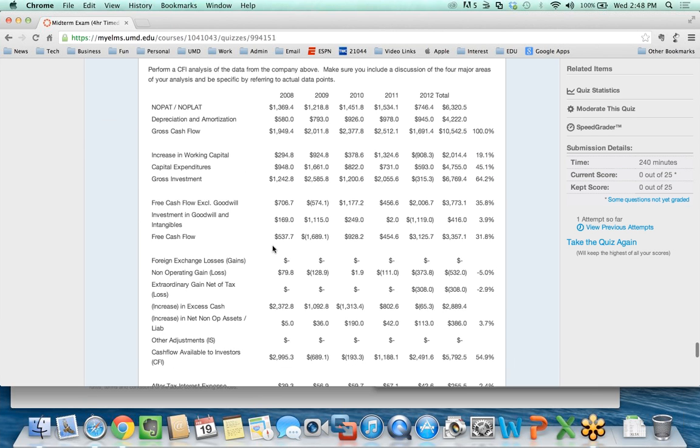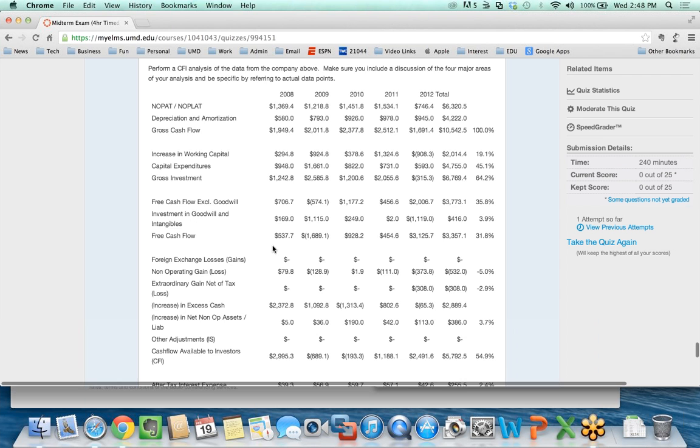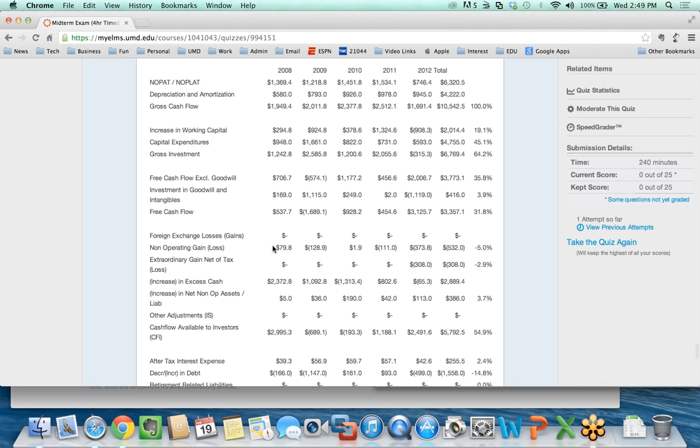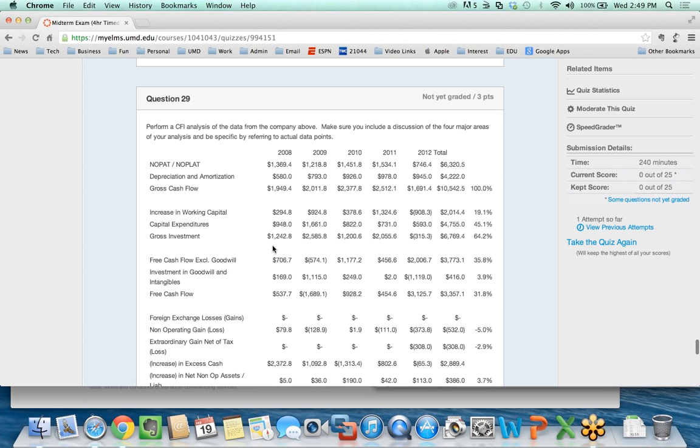Question 29. CFI analysis. What's going to be important when I grade the CFI analysis is that you talk about all 4 sections and you refer to specific data points. Now, I'd given you 5 years worth of data, so I said you must talk about the 4 areas and you got to refer to the data points in the specific answer to the question. So that's specifically what I'm going to be looking for.